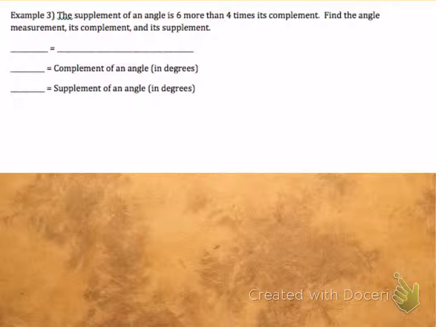So in example 3, we see the angle stuff come into play, another thing we can use equation solving for that might be involved in a word problem. And it says the supplement of an angle is 6 more than 4 times its complement. Find the angle measurement, its complement, and its supplement. So our unknown is the angle measurement. So that's what I'm going to use x for. So I'm going to say x is equal to the angle measurement, and that of course would be in degrees.